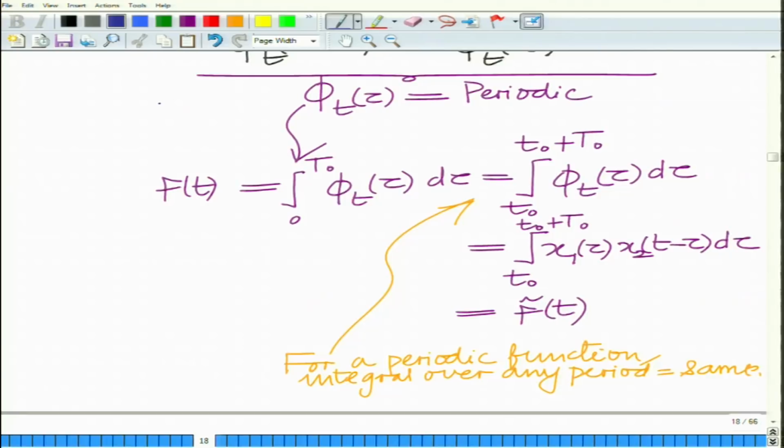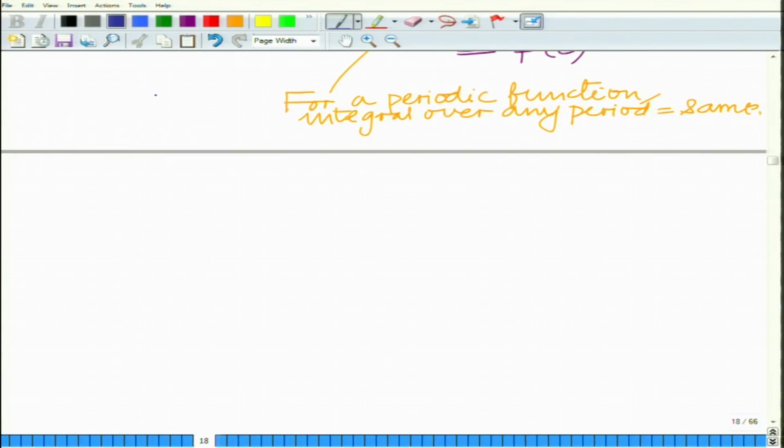Okay. So, basically this shows that the periodic convolution also remains unchanged when you consider any time interval of duration capital T naught. That is the basic idea behind this periodic convolution, which is defined for the convolution of two periodic functions with a common period capital T.